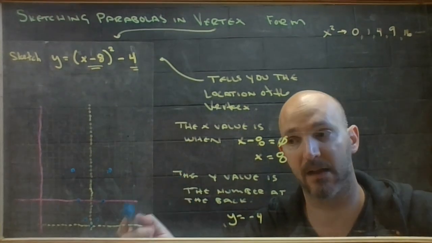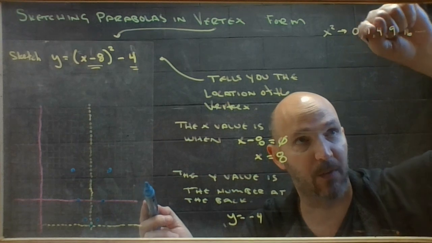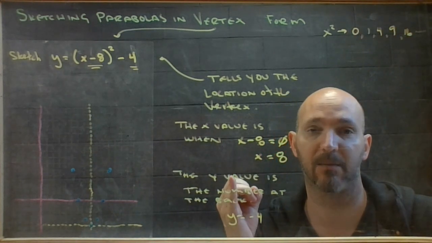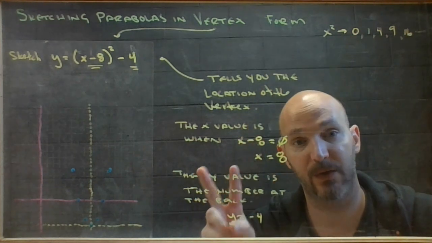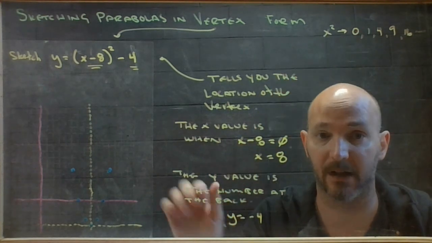Where am I getting these numbers? 0, 1, 4, 9. Those are the perfect squares. You don't have to memorize them. You just have to be able to do 0 times 0 is 0. 1 times 1 is 1. 2 times 2 is 4. 3 times 3 is 9, etc. as you go.